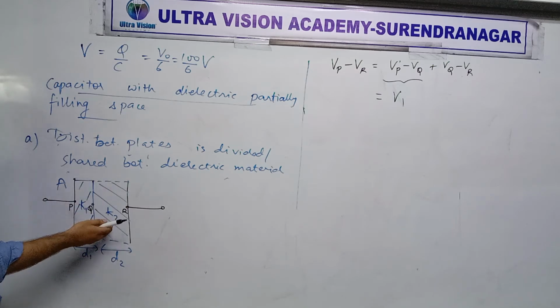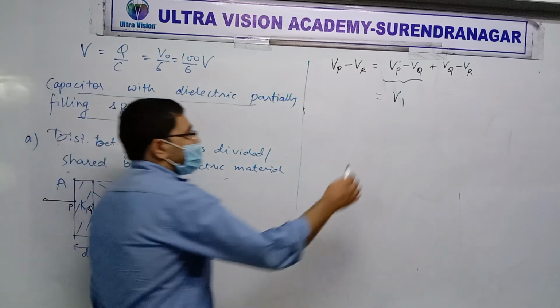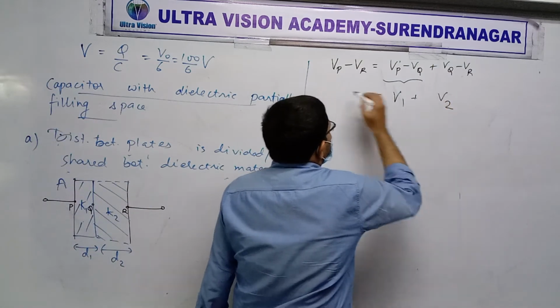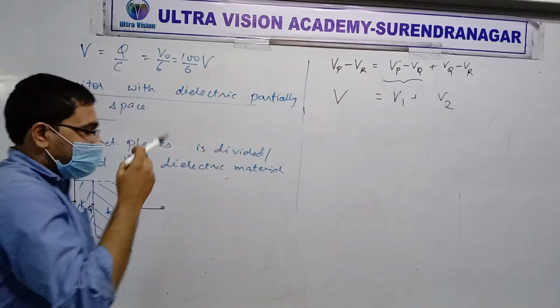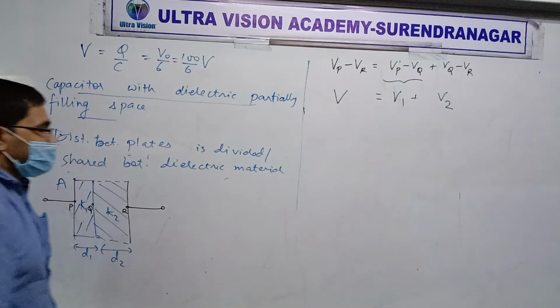Then the second one, K2. That will be the second capacitor. So its voltage would be Vq minus Vr. So that is V2. So we have total voltage between the two plates, which is V, equal to V1 plus V2. This would definitely mean they are in series. Okay, so they are like in series.